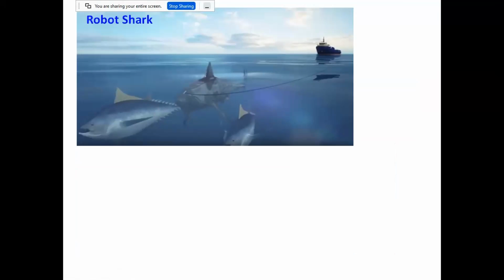The robot shark studies creatures in the oceans. Robotic shark, it is a cabled one. See here, the other shark, how they follow the instructions, guiding principles, motions. They will study sitting inside the ship.